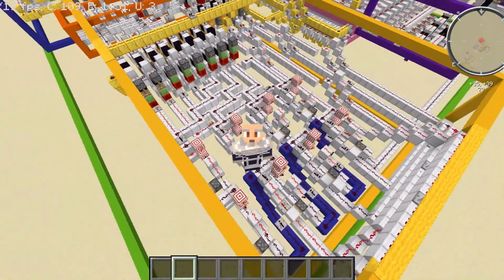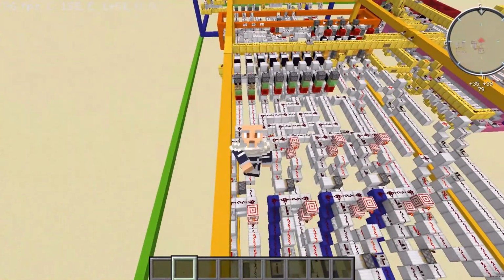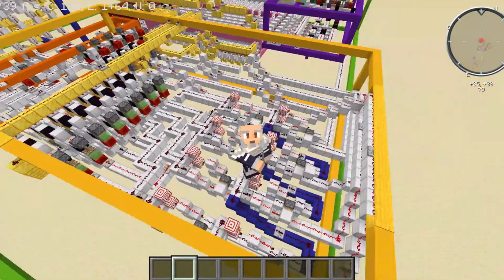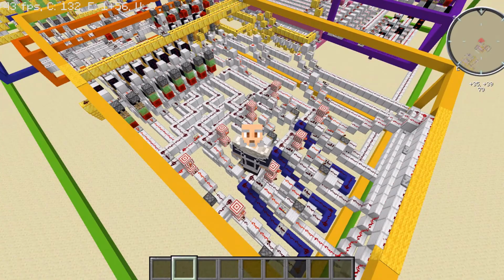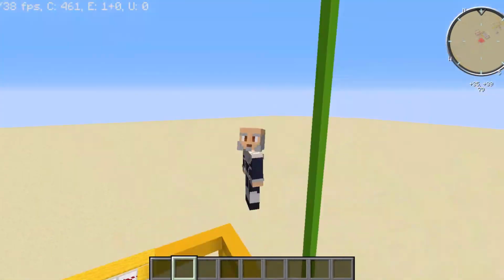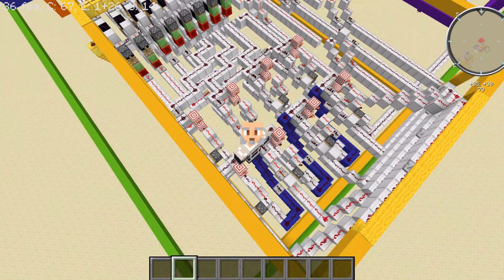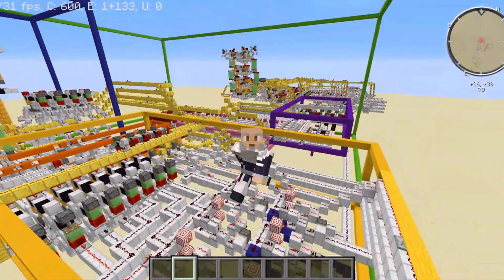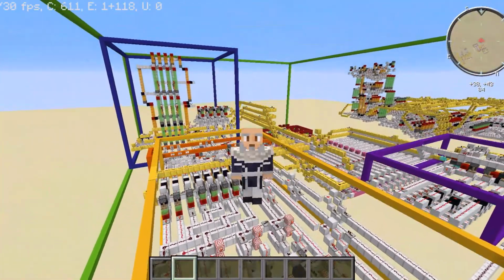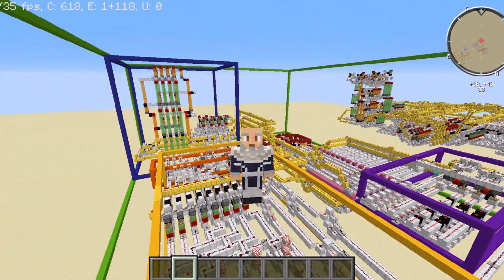Next time, I'll actually teach you guys how to build the entire ALU. So not just the adder, the input, the output, everything. And now you'll have complete control of the first component of the entire computer.